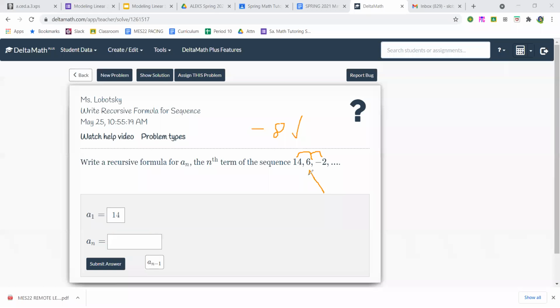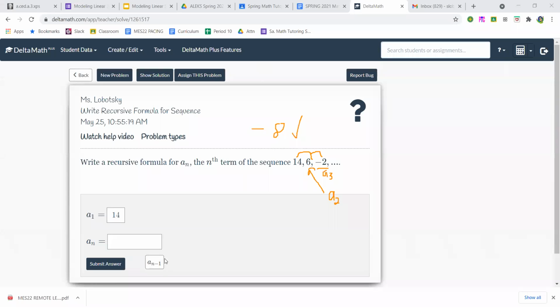Okay, so for example, if I said, okay, well, let me find the third term. That means that I'm going to take my previous term, right? So my third term is this one. This is my A sub 3. So I have to go to my previous term, which is A sub 2, right? So this was A sub 3. Well, that's just 3 minus 1. Boom, got my 2, right? So I take my previous term and I subtract 8.